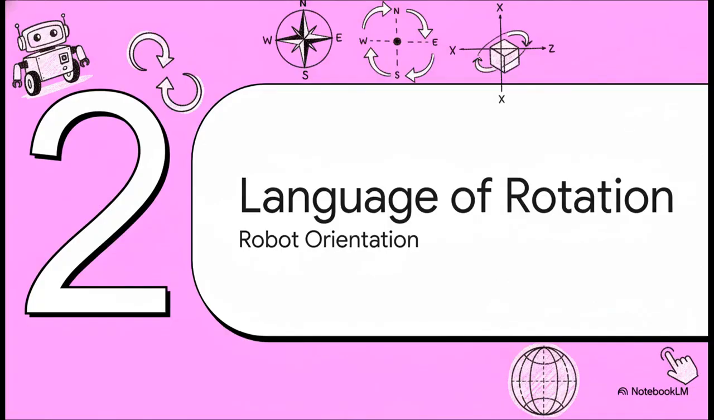Okay, so our robot now knows where it is. Location. Check. But that's literally only half the problem. Now we need a way to describe which direction it's facing. And trust me, this is where things get really, really interesting.